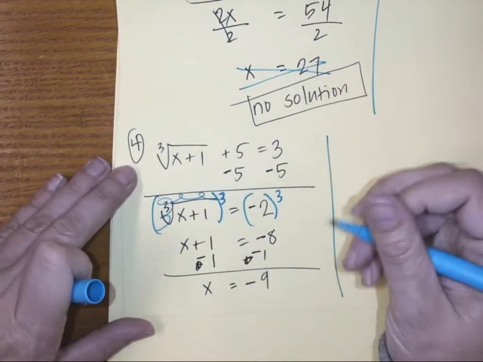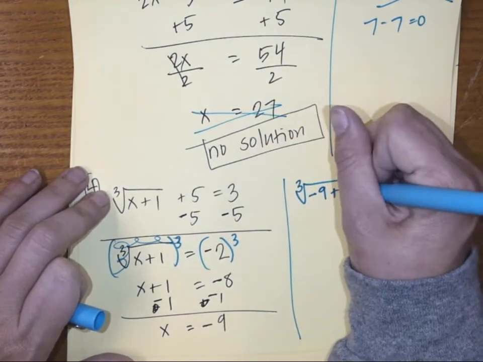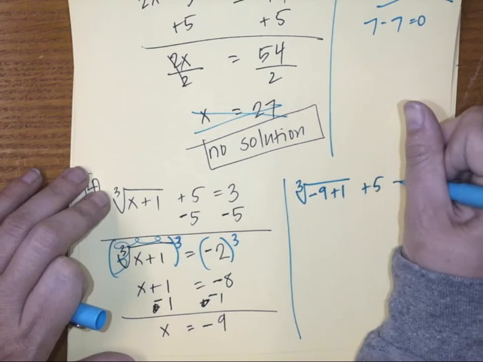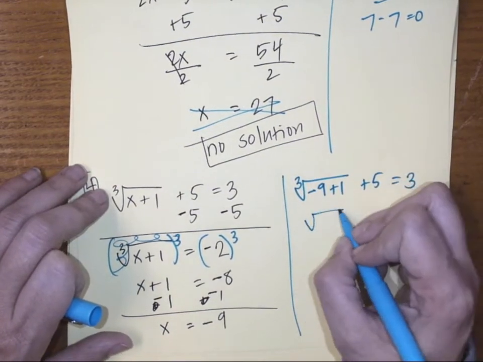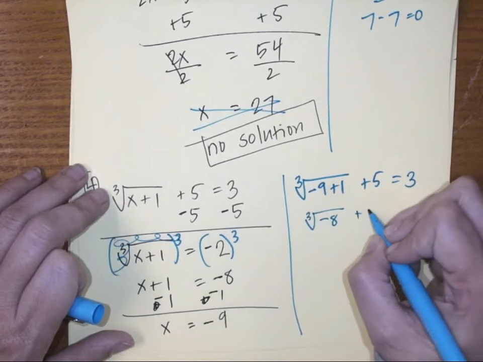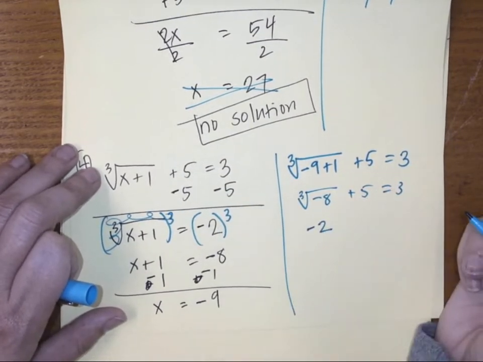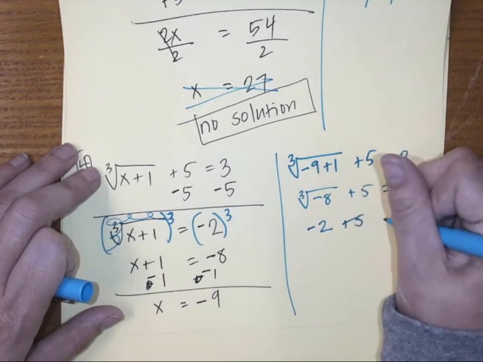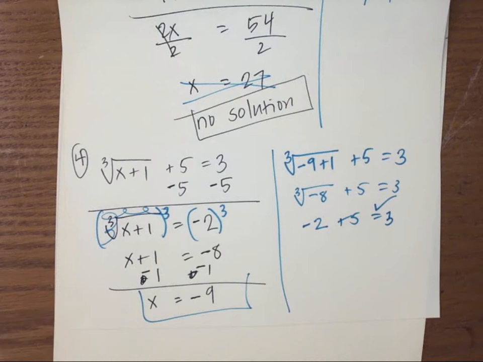You can check it and make sure it works. The cube root of negative 9 plus 1, and then plus 5 equals 3. Negative 9 plus 1 is the cube root of negative 8. The cube root of negative 8 is negative 2. Negative 2 plus 5 does equal 3. So negative 9 is my answer.